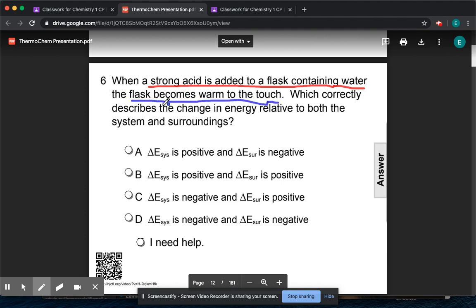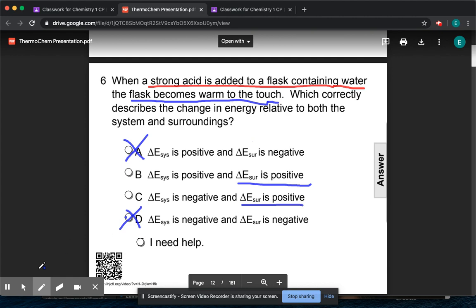The surroundings got hotter. If the surroundings got hotter, that means my change in energy, again, remember that triangle. Triangle means change. And E is energy. So my energy went up in the surroundings. So delta E, triangle E, has to be positive. So it's not A and it's not D. It needs to be positive. The flask temperature went up.